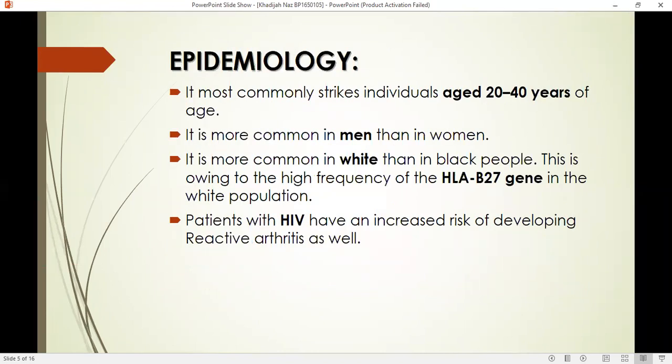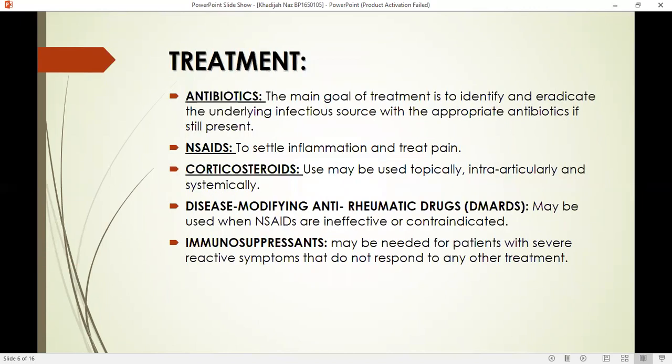It mostly occurs between the ages of 20 to 40 years and is more common in men as compared to women. It is also more common in white men because they have a high frequency of the HLA-B27 gene as compared to black people. Patients who are HIV positive also have a high risk of developing reactive arthritis.